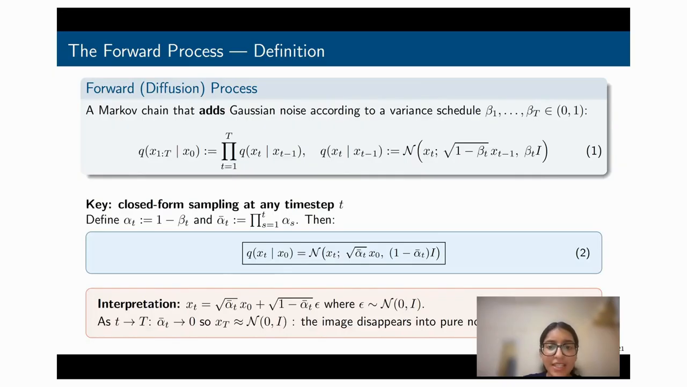Let me decode that. Alpha t is just 1 minus beta t, the amount of signal that survives one step. Alpha bar t is the cumulative product of all alphas from step 1 to step t. So the formula says that the noisy image at step t is just a blend of the original image scaled by root alpha bar t plus pure noise scaled by root 1 minus alpha bar t. As t grows towards 1000, alpha bar t shrinks down towards 0, so the original image disappears. As t approaches 0, it approaches 1, recovering the original image.